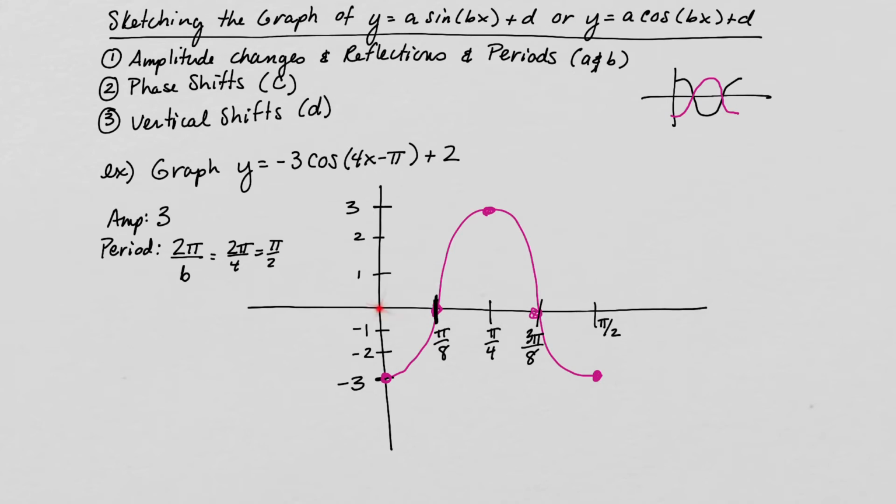What you can notice is that each of these tick marks is another eighth. So 1 pi over 8, 2 pi over 8, which is the same as pi over 4, 3 pi over 8, 4 pi over 8, which is the same as pi over 2, and we could keep going: 5 pi over 8, 6 pi over 8, and so forth. So there are 2 more things left to do. This pink graph has taken care of the amplitude change, the reflection, and the period.